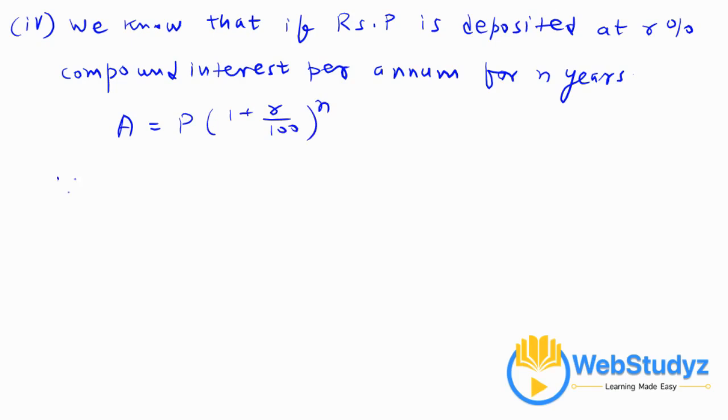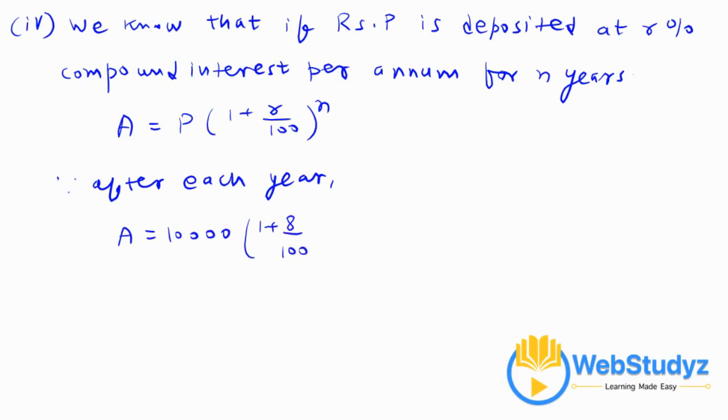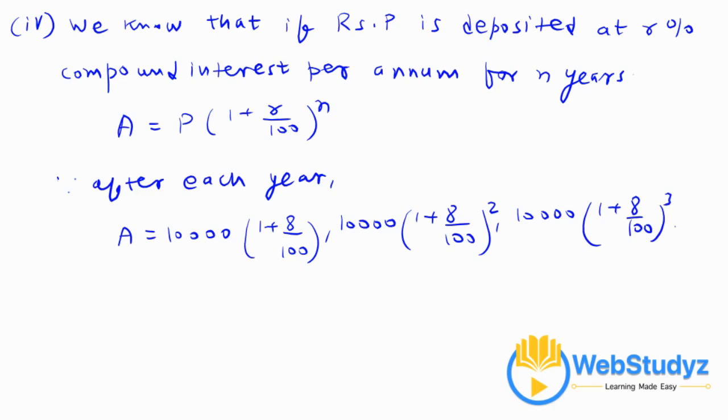Therefore, after each year, the amount of money will be 10,000 into 1 plus 8 by 100, 10,000 into 1 plus 8 by 100 whole power 2, 10,000 into 1 plus 8 by 100 whole power 3, and so on.